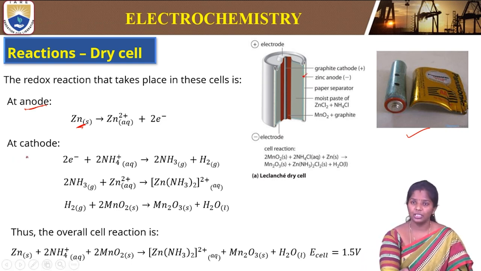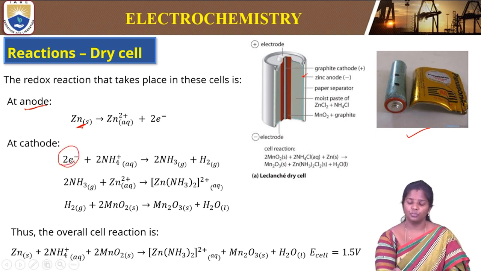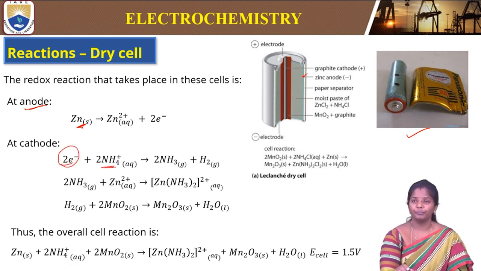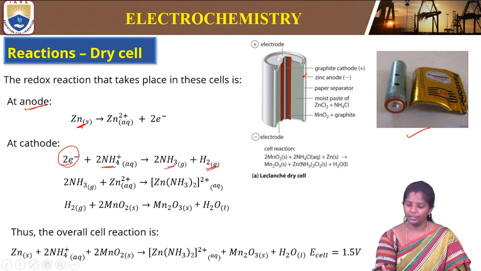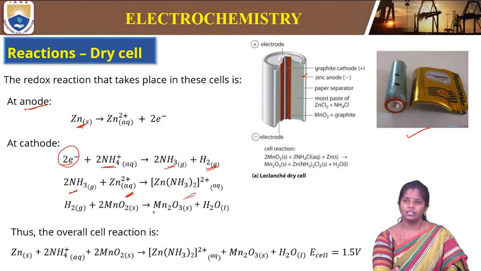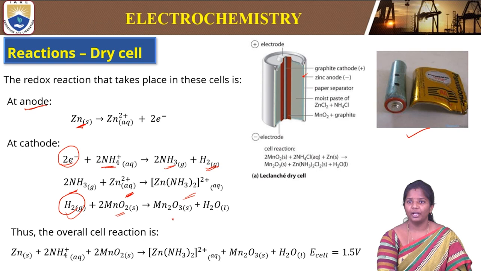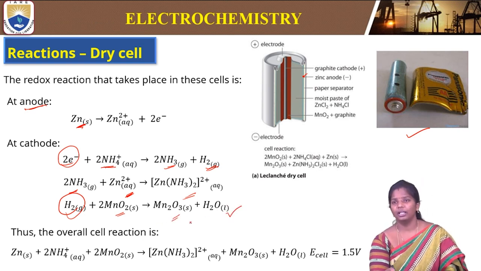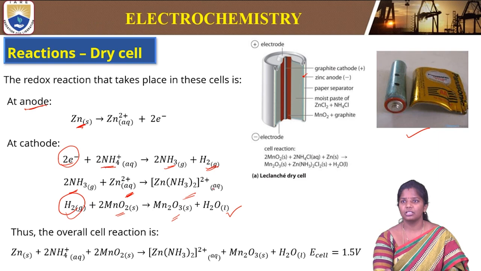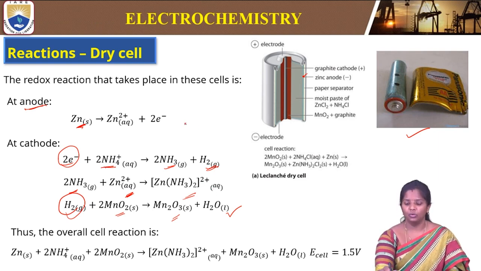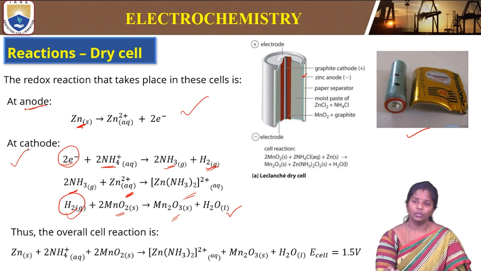At the cathode, these 2 electrons are consumed by the ammonium of the cathode mix, forming ammonia and hydrogen gas. Then this ammonia combines with Zn2+ ions and forms a complex, the zinc ammonium complex. The hydrogen that is evolved reacts with manganese dioxide and forms manganese oxide and water. These are the reactions at the anode and cathode.